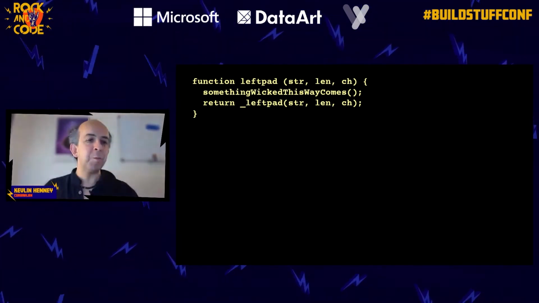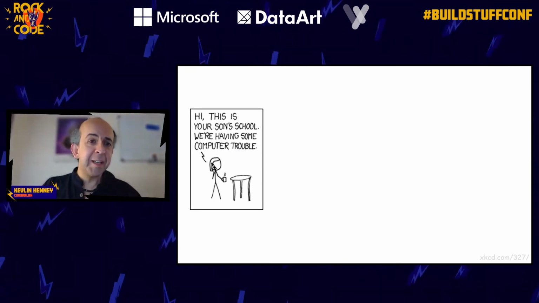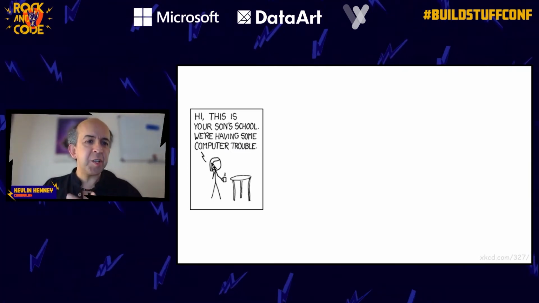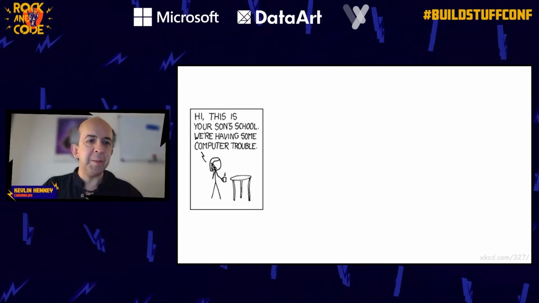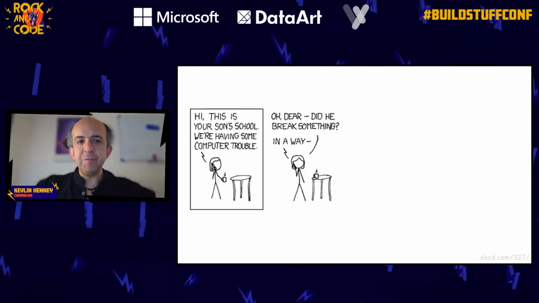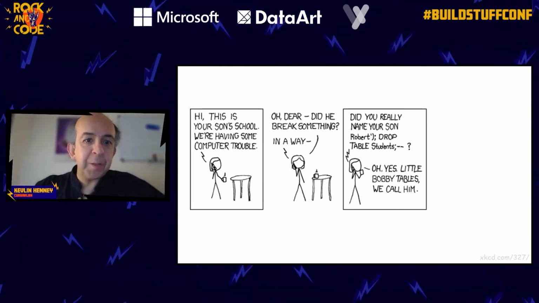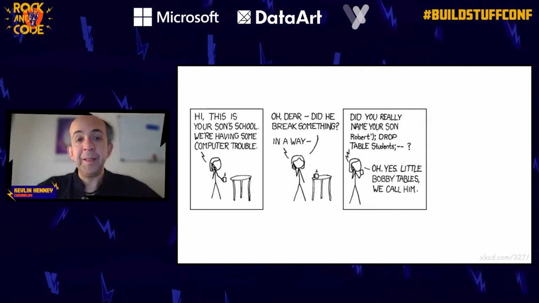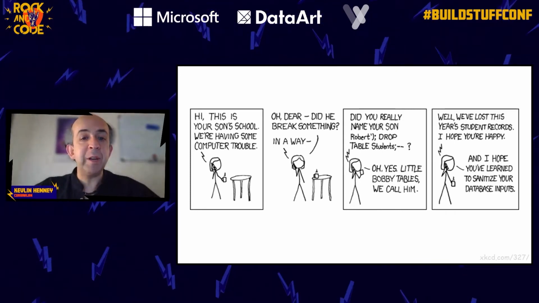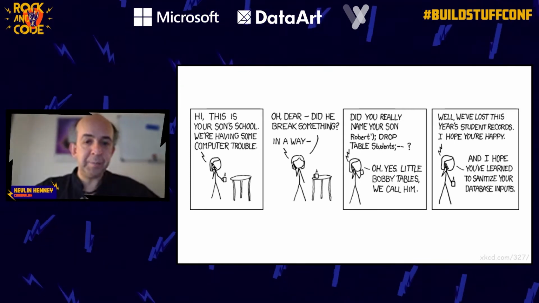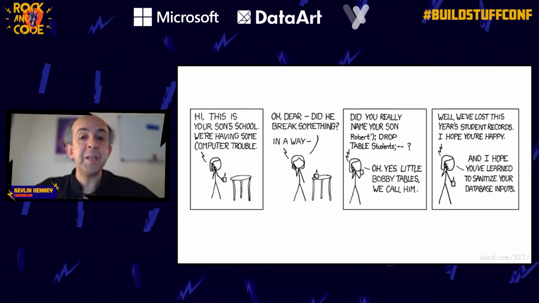Now, the classic one on this one is the XKCD cartoon. "Hi, this is your son's school. We're having some computer trouble." Oh dear, did we break something? In a way. "Did you really name your son blah, blah, blah?" Oh yes, little Bobby Tables we call him. "Well, we've lost this year's student records. I hope you're happy. And I hope you learn to sanitize your database inputs."